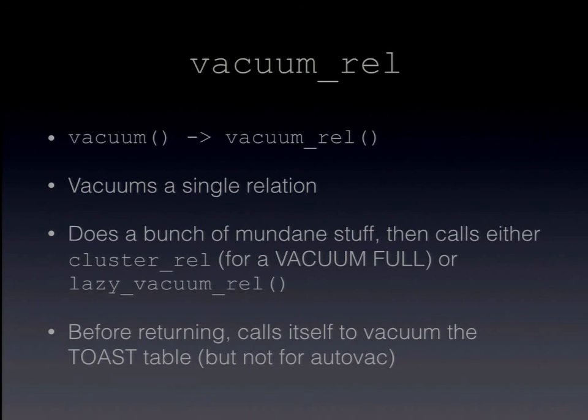Before returning, in a regular vacuum where you've just issued the vacuum command, it then calls itself again to vacuum the toast table. There is a difference here though with autovacuum. Autovacuum considers when a toast table needs to be vacuumed completely separately. It's a totally separate scheduling decision that it makes. So that is one nice thing about autovacuum: if you're producing a lot of churn in your main table but nothing in your toast table, it's not going to sit there and keep trying to vacuum the toast table. It'll just leave it alone.